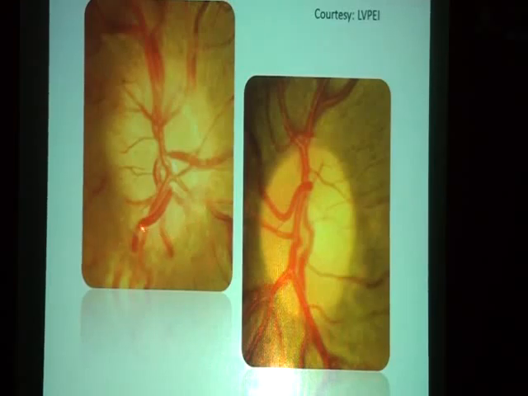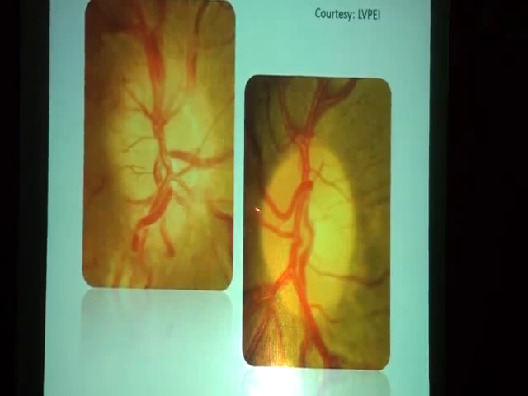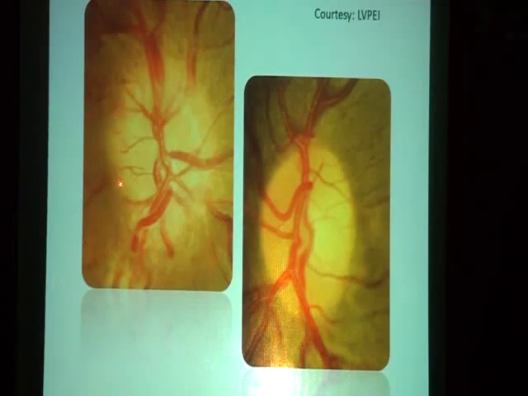The nerve fiber layer is edematous. This is opaque nerve fiber layer. This is not transparent. This nerve fiber layer is transparent, whereas this is opaque, and this is obscuring the small vessel. Because this is in early stage, the small vessels are obscured, larger ones we can trace. So these signs indicate that this is true optic disc edema.